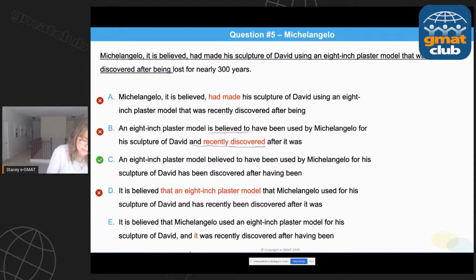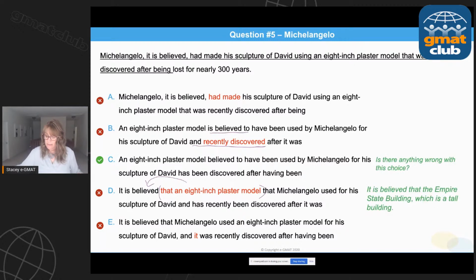So this is supposed to be a clause that is telling us about this belief, that an 8-inch plaster model, but the verb is missing from the clause. Okay, so that's the error we get there. There's a parallel sentence here: It is believed that the Empire State Building, which is a tall building, right? So there's that parallel sentence for you to look at and see what is wrong with choice D.